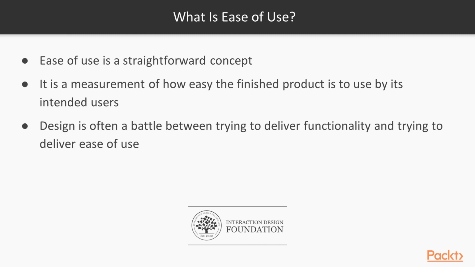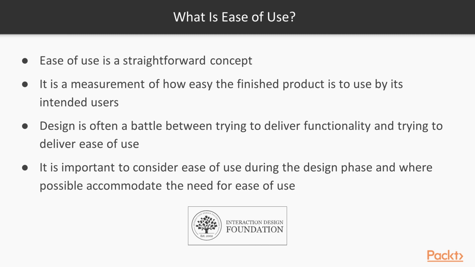And when we think about our own organizations, often we're trying to build cool features and cool technology. And as we learned in previous videos, we can't just build cool stuff; we've got to make sure that users want to use it. Another layer to this conversation is talking about delivering ease of use and not just the functionality. In the last sentence here, they're saying it's important to consider ease of use during the design phase and where possible accommodate the need for ease of use.